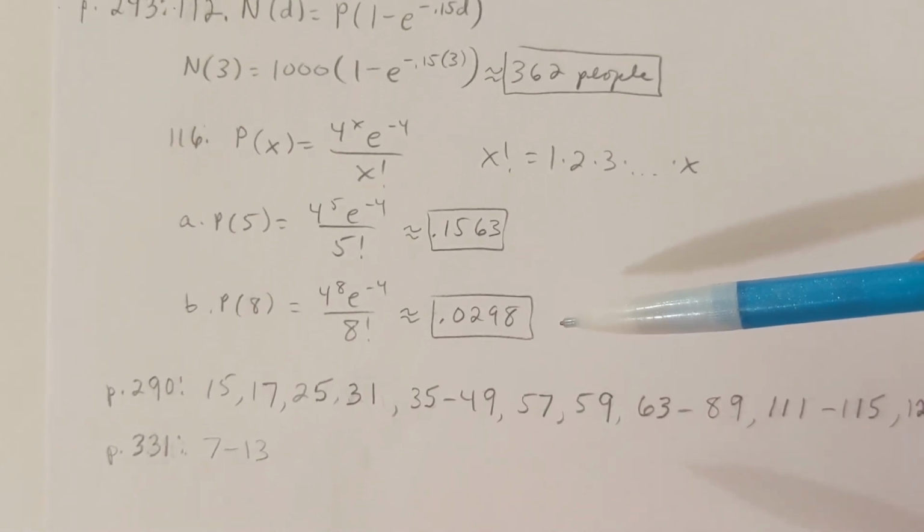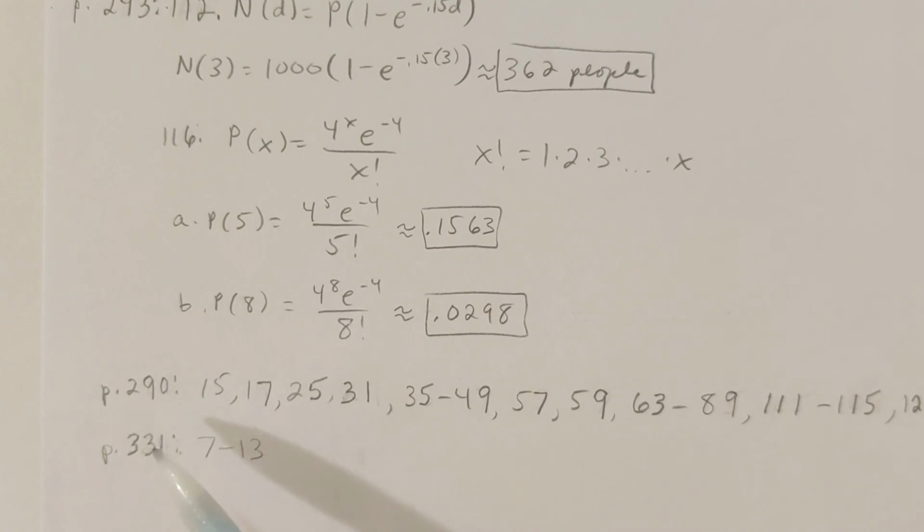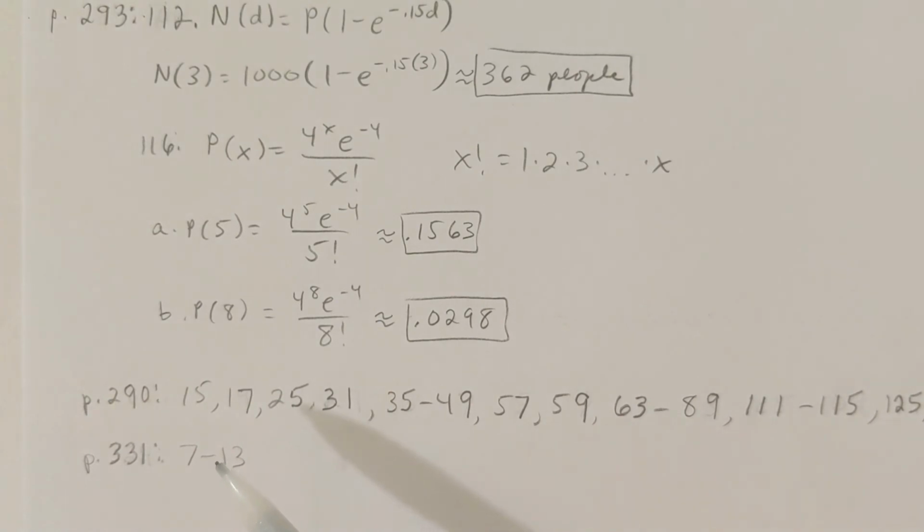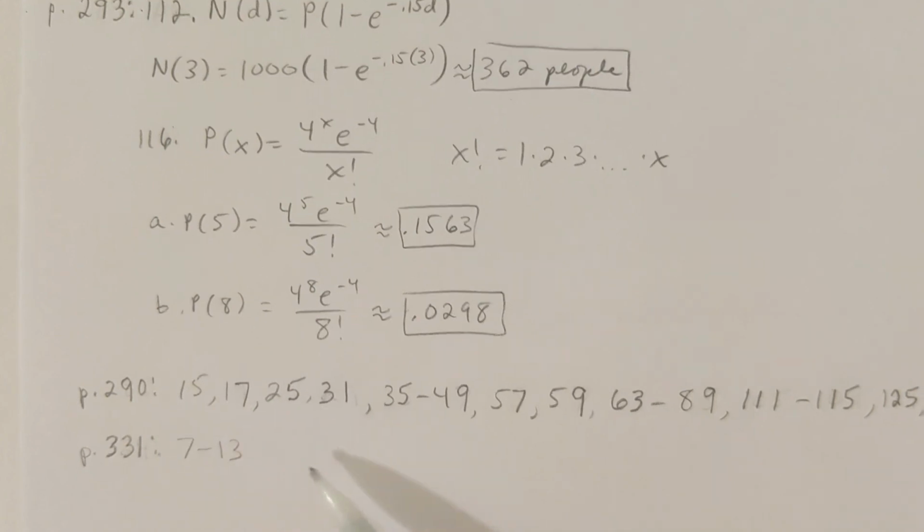So I've got homework here on 2 pages. On page 331, you find the compound interest and continuous compound interest problems. And on page 290 is all the other problems that I'd like you to look at there.